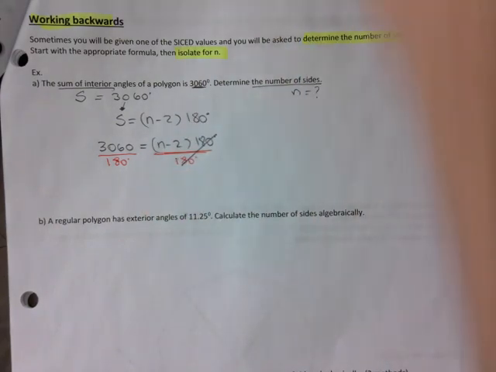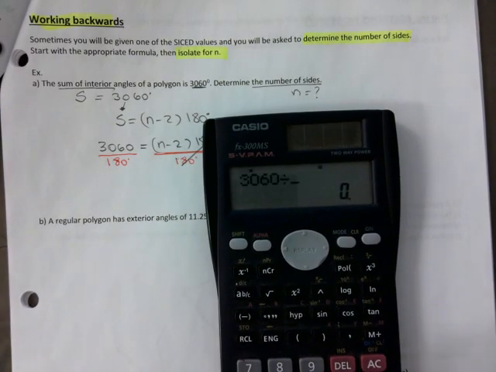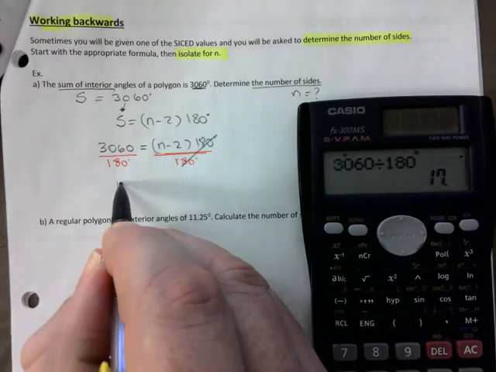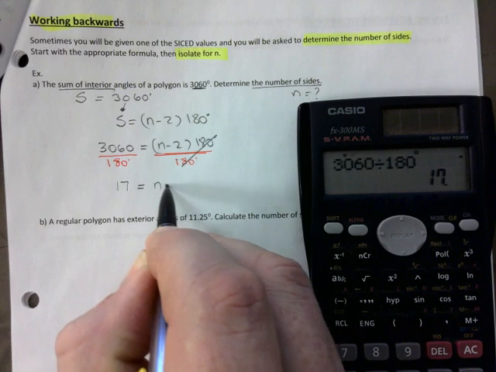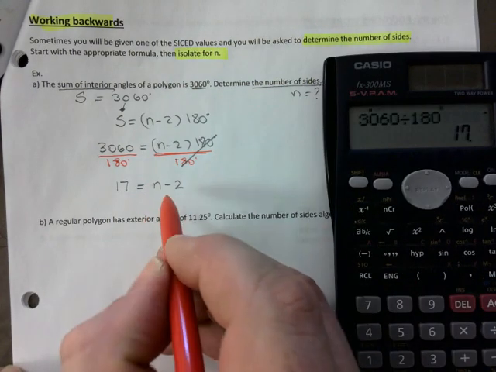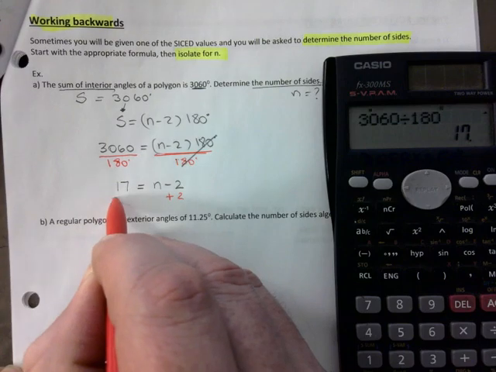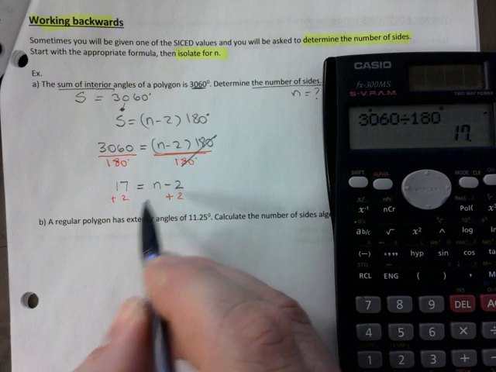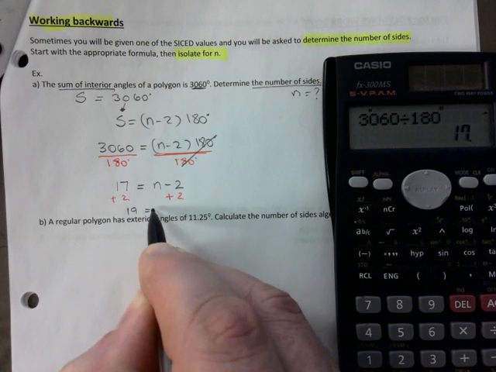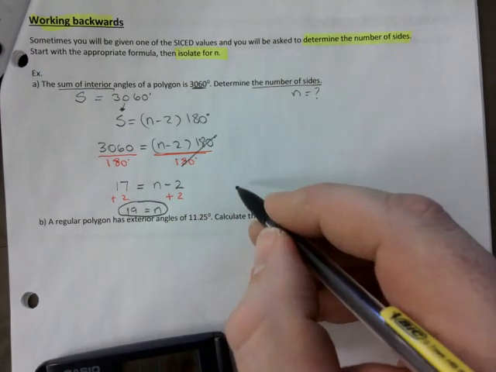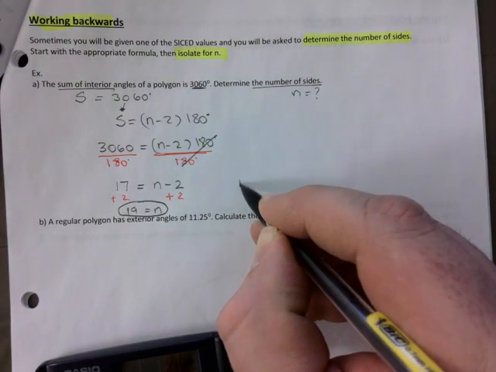And on the other side, you get 17. By the way, you should not be getting decimals when you do these questions. If you do, you made a mistake because it's going to be a whole number. Then it's plus 2, because I want to get rid of the 2 that's next to n. So that ends up being 19. N is equal to 19. So this particular polygon has 19 sides.